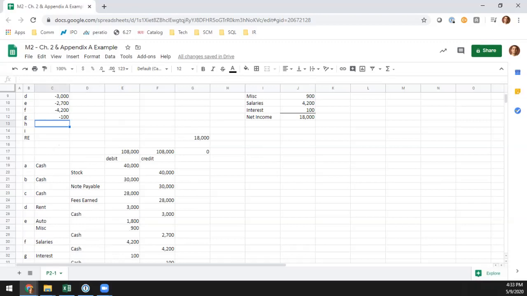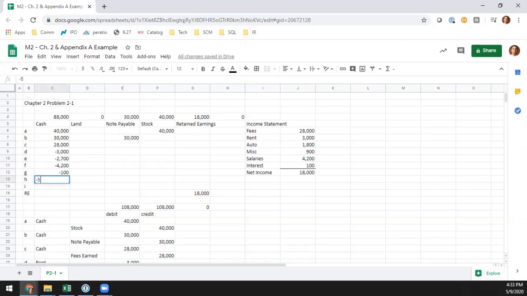H, purchased land as a future building site. Okay, so we purchased land, and again, it doesn't tell us what we purchased with, so we assume it was with cash. So we're going to spend cash of $55,000. Now, land is an asset, so we're going to increase our assets by $55,000. And notice that only affected the asset side of the balance sheet. A decrease to cash and an increase to land.